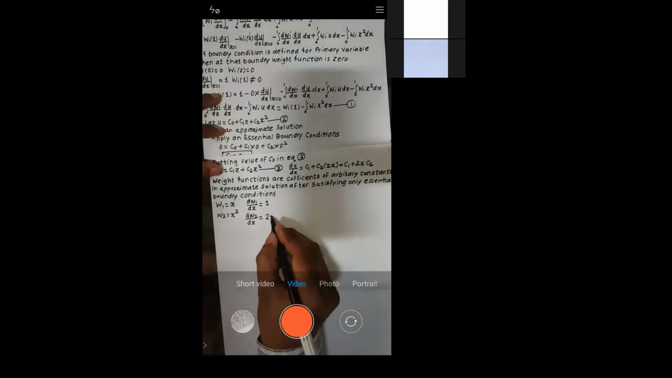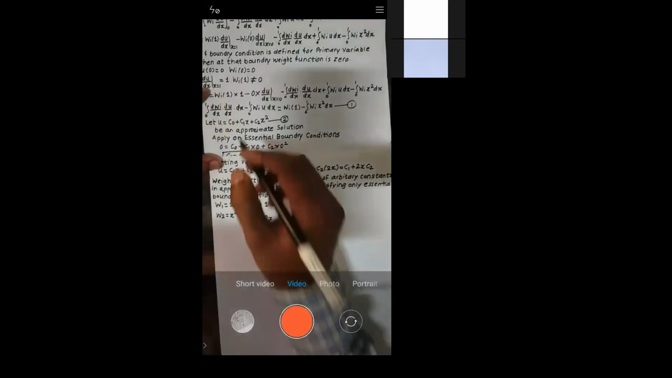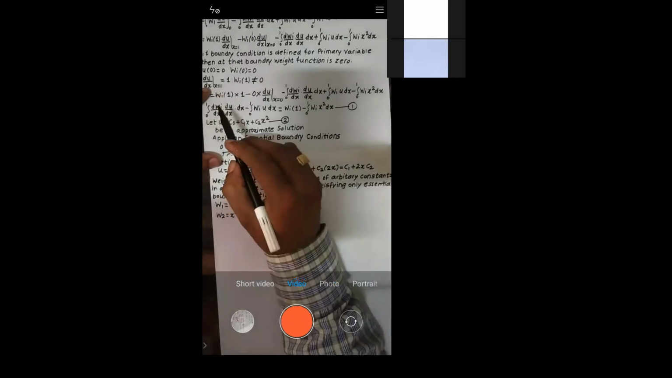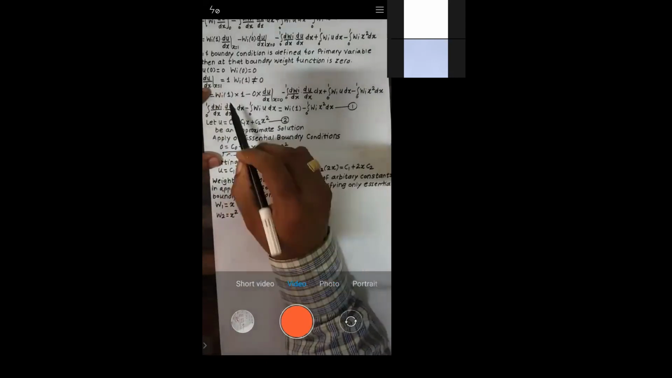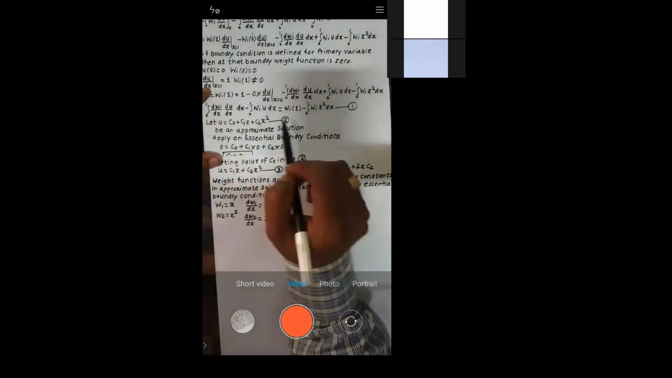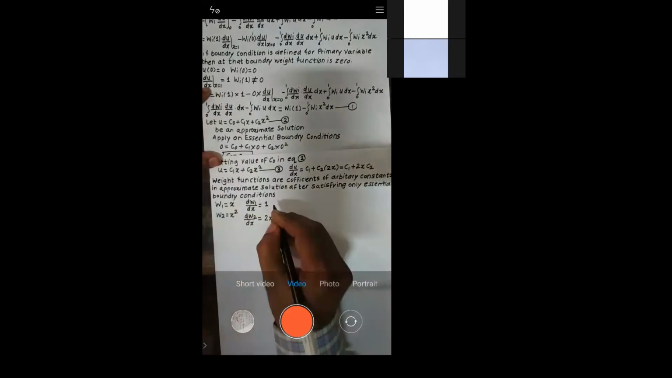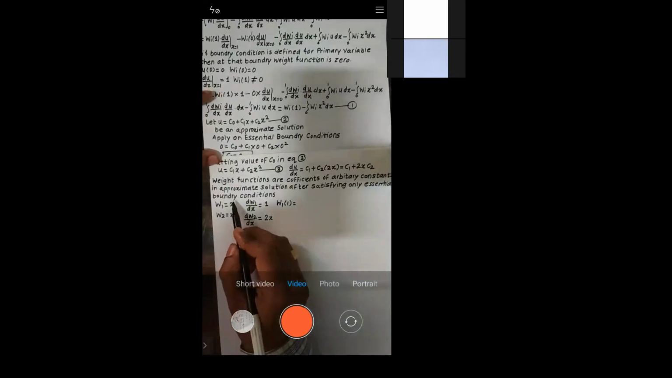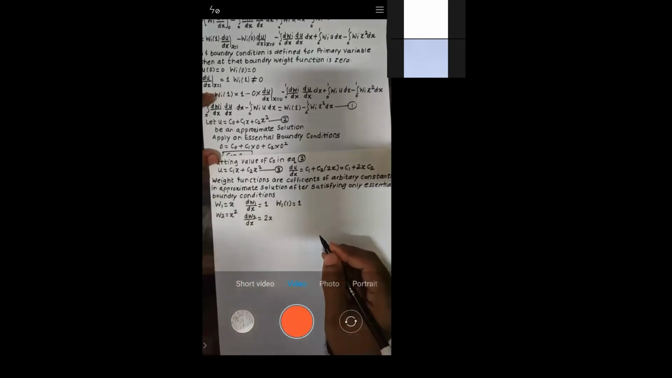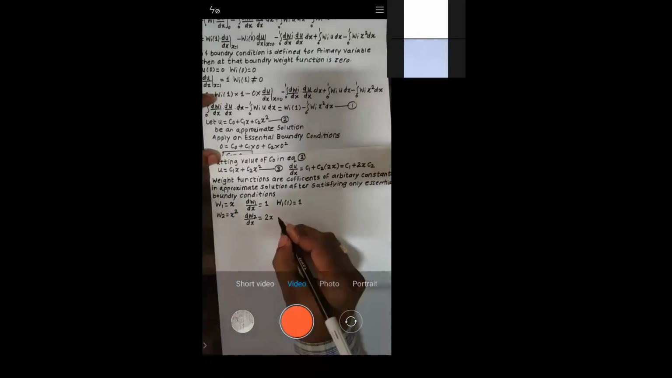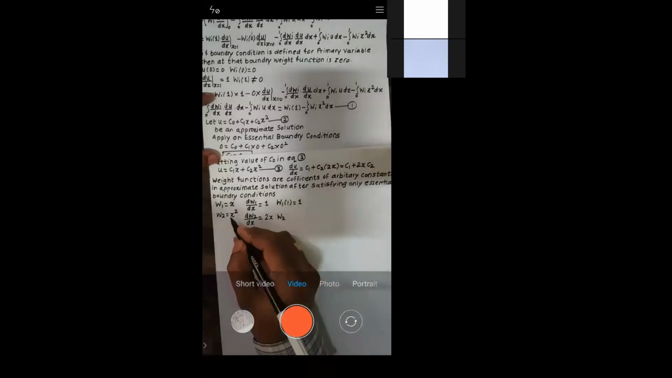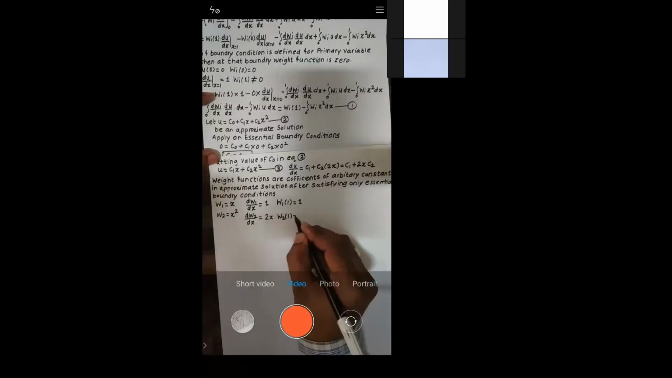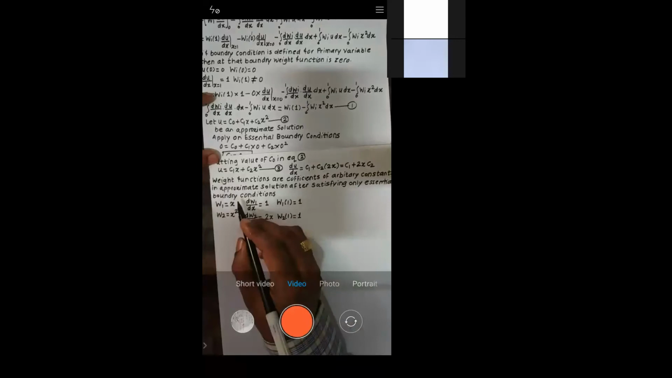See here, first you require the weight functions, you require the derivative of the weight functions, and you require the weight functions when x is 1. So what is the first weight function when you put x as 1? w1 is 1. What is w2 when x is equal to 1? It is 1, because 1 square is 1 only.